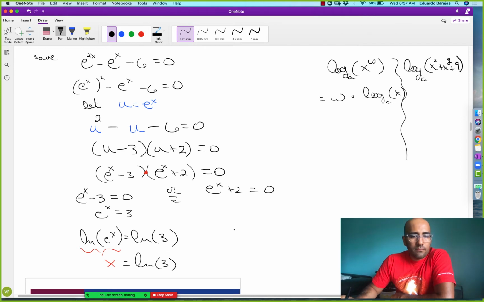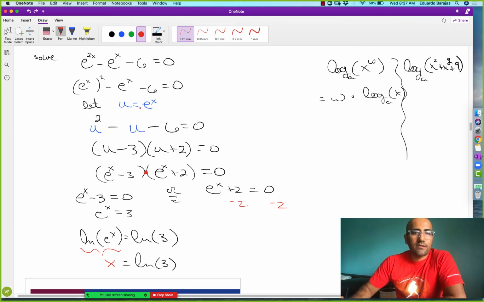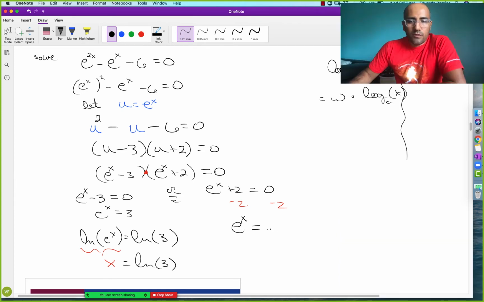Good. Over here, we do the same thing. We subtract 2 from both sides of the equal sign. Minus 2, minus 2. And so we get, e to the x equals -2. And that should be where we realize that that is leading to a dead end.